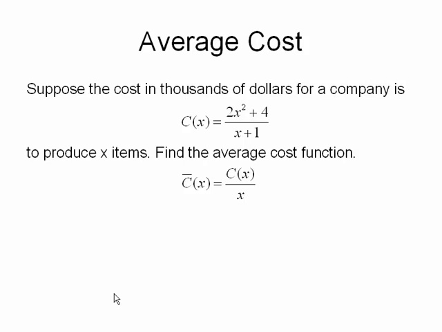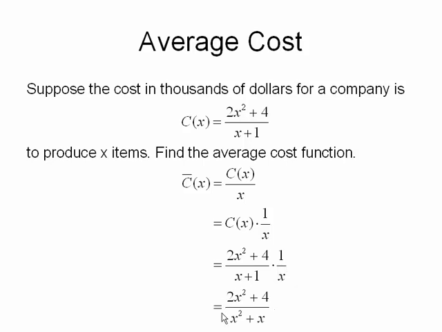But to make things a little bit easier to work with here, I'm going to think of that as C of x times 1 over x, which really doesn't make any difference. It's exactly the same thing, because if you were to multiply these together, you'd think of that C of x as being over 1, and you'd multiply top times top and the bottom times the bottom, or the 1 over x. This is just going to make it easier for me to work with. So now let's put in our cost function. So now we get the quotient, 2x squared plus 4 on top, x plus 1 on the bottom, times 1 over x. And now that's my average cost function right there.